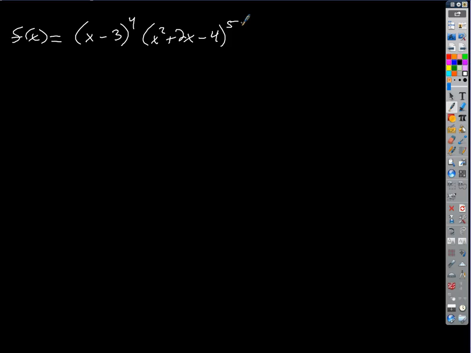Obviously, this is one where we probably do not want to go through the hassle of expanding that whole thing out first. That's too much work, right? So we're just going to use the product rule. So what's that going to give us?